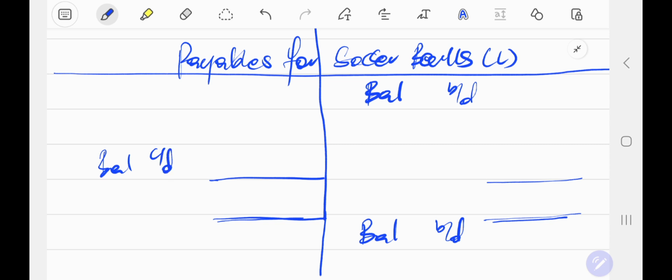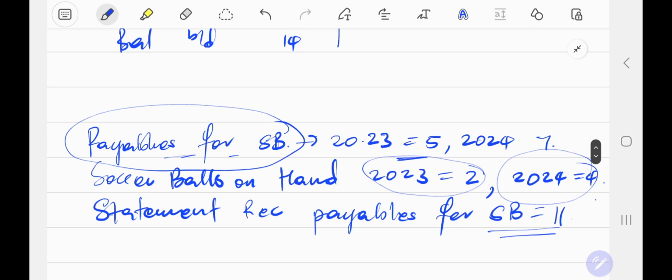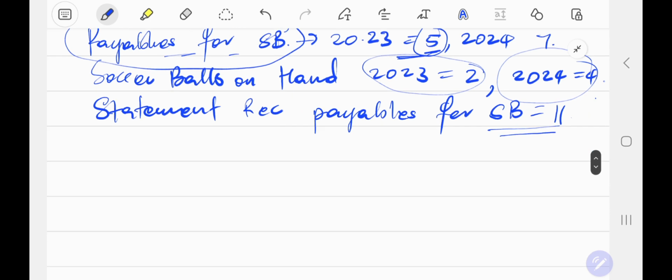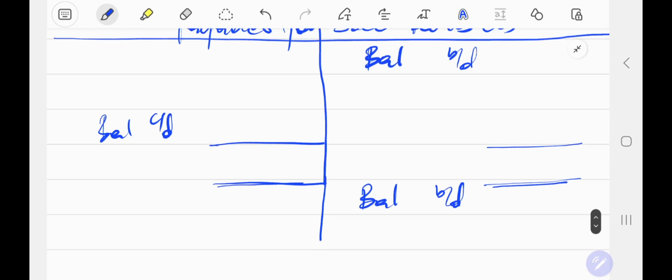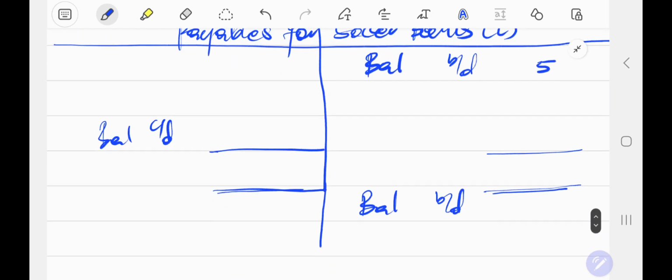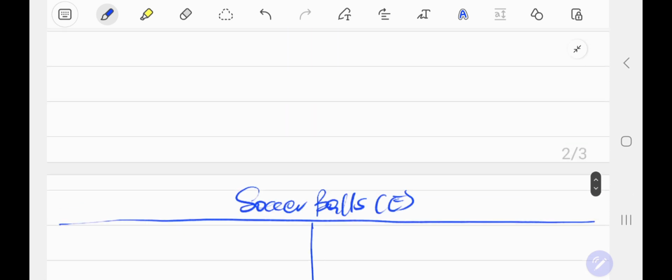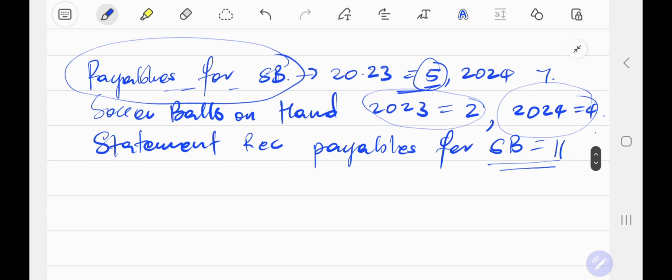So you go to your list of balances that are given. For payables for soccer balls, at the beginning of the year was 5 rand, and then at the end was 7 rand. Then you record that, okay, 5 rand and then 7 rand, 7 rand, right? Okay, your marks, you have collected them. And then what else as well do you record?